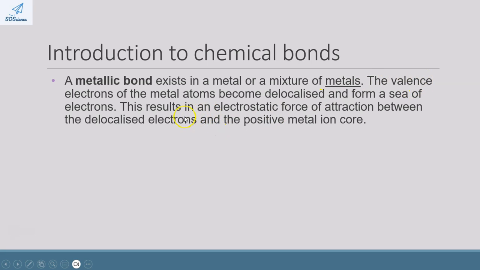And so that results in a positively charged metal ion because it has lost its valence electrons. And all those valence electrons are now swimming around and they create an electrostatic force of attraction between themselves and the positive metal ion. But we'll look at diagrams of that to clarify a little bit later.